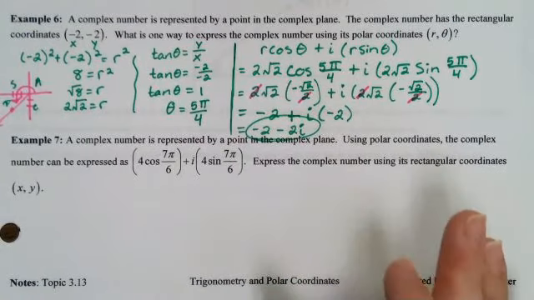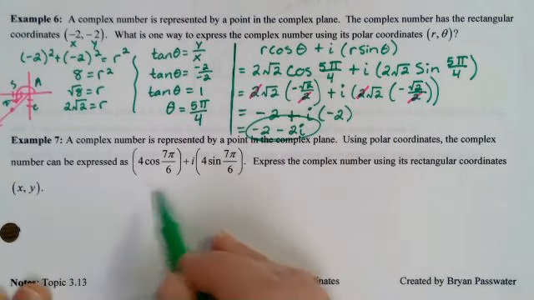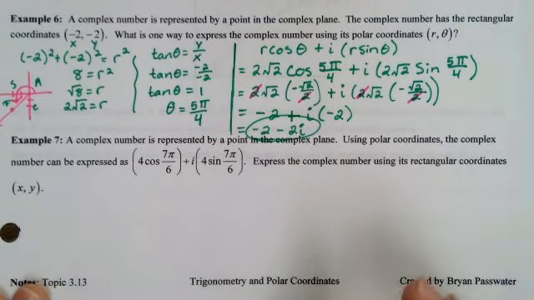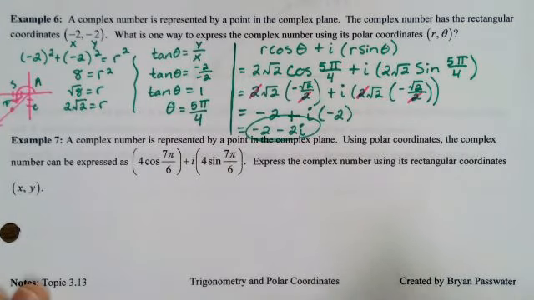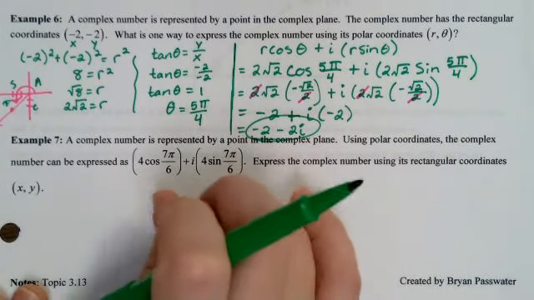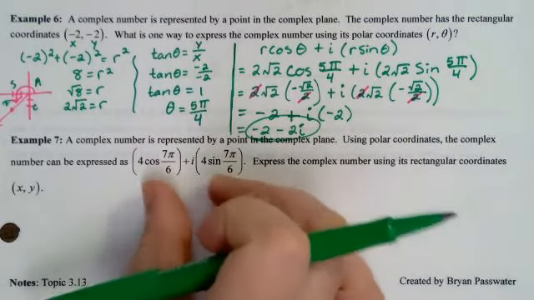Okay, example 7. They said a complex number is represented by a point in the complex plane. Using polar coordinates, the complex number can be expressed as, blah, blah, blah. Express the complex number using rectangular coordinates. So we're working with this guy. This is our complex number, okay? And they used the r cosine theta, r sine theta situation to write this complex number.